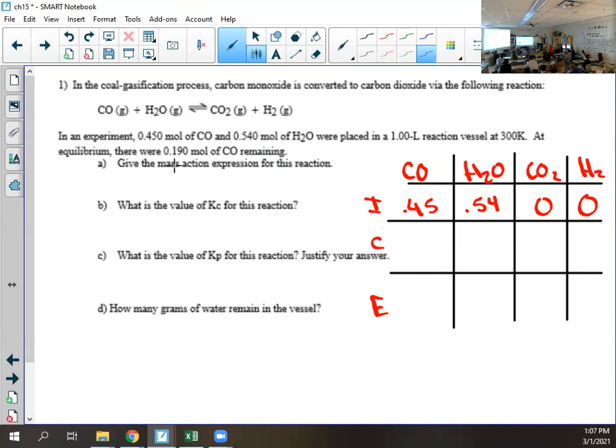All right, at equilibrium, there were 0.19 mole of CO remaining. This problem's a piece of cake. Oh, because they're all the same. All right, so when I said that's a piece of cake, if they're ones, they're pretty easy.